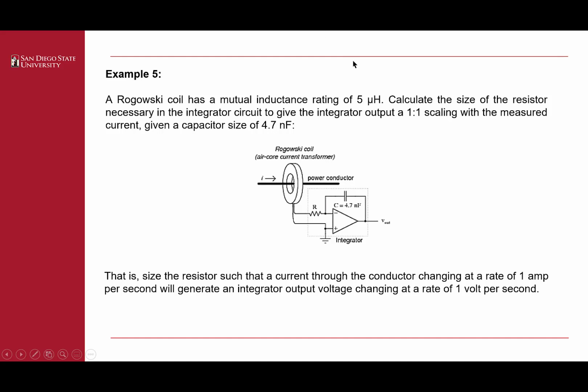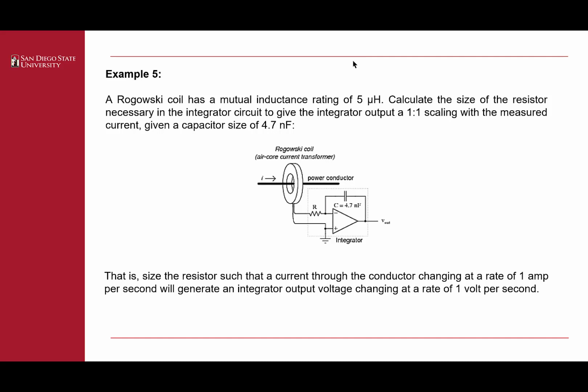We have another question here regarding Rogowski coils. We will not solve it here in this video, but I will give you the answer. And if you want, you can solve this question using the relations given in the previous pages and calculate the result. The question is: a Rogowski coil has a mutual inductance rating of 5 millihenries. Calculate the size of the resistor necessary in the integrator circuit to give the integrator output a 1-to-1 scaling with the measured current, given a capacitor size of 4.7 nanofarads.